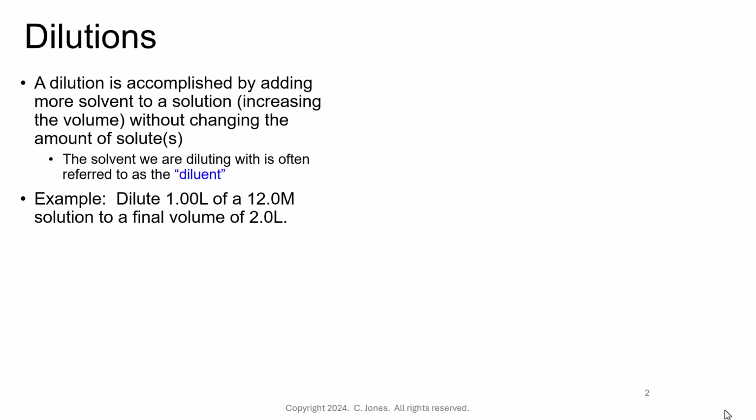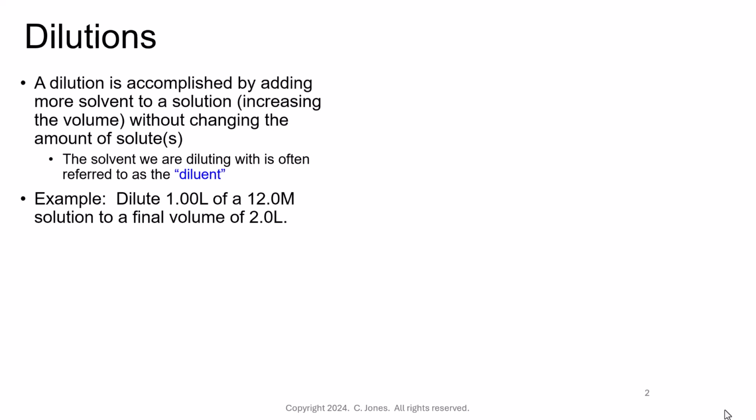Let's get started by just considering what a dilution is. On this slide, we're going to think it through intuitively, but for the rest of this segment, we're going to formalize how we do dilution calculations by using dilution equations. First, a dilution is accomplished by adding more solvent to a solution and increasing the volume, or by adding concentrated solution to a larger volume. No matter how you think about it, the solute molecules are going to be more spread out, with fewer solute molecules per unit volume.